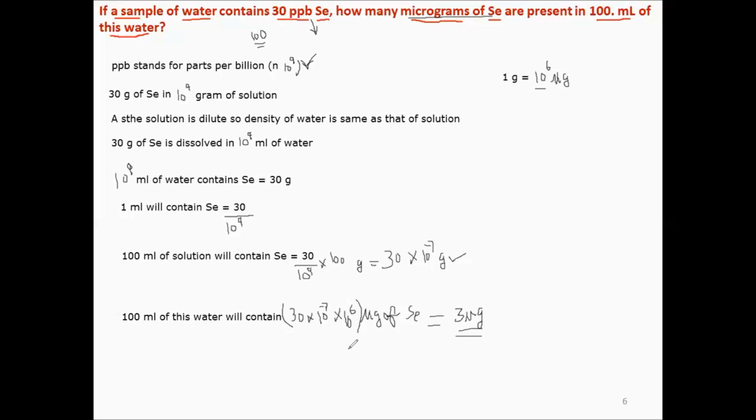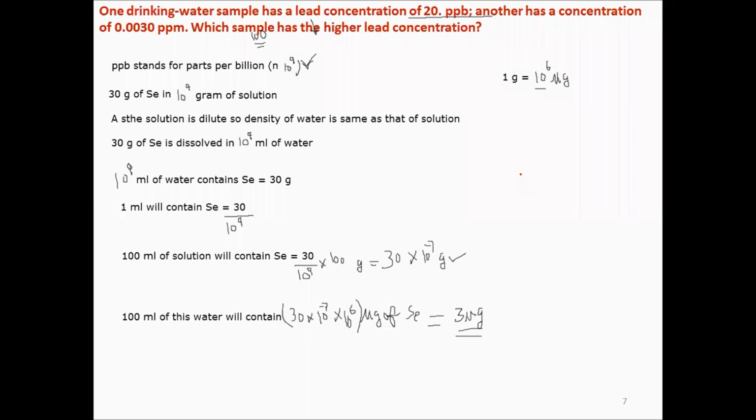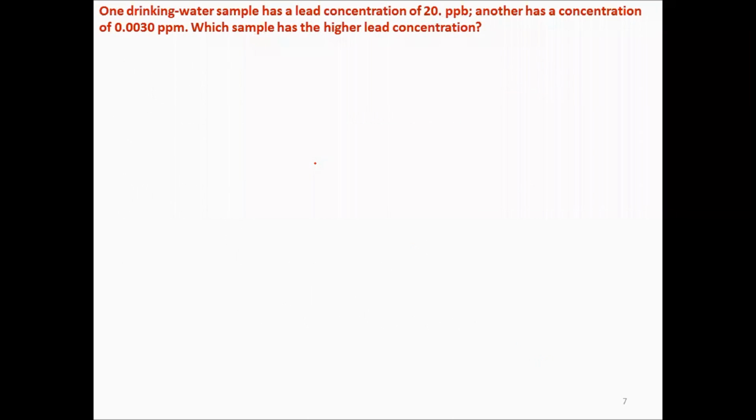Now let us move to our next numerical, and we have to clear all these things for that. Now next numerical is: one drinking water sample has a lead concentration of 20 ppb, parts per billion. Another has a concentration of 0.0030 ppm. Now ppm is parts per million. He asked us which sample has the higher lead concentration.